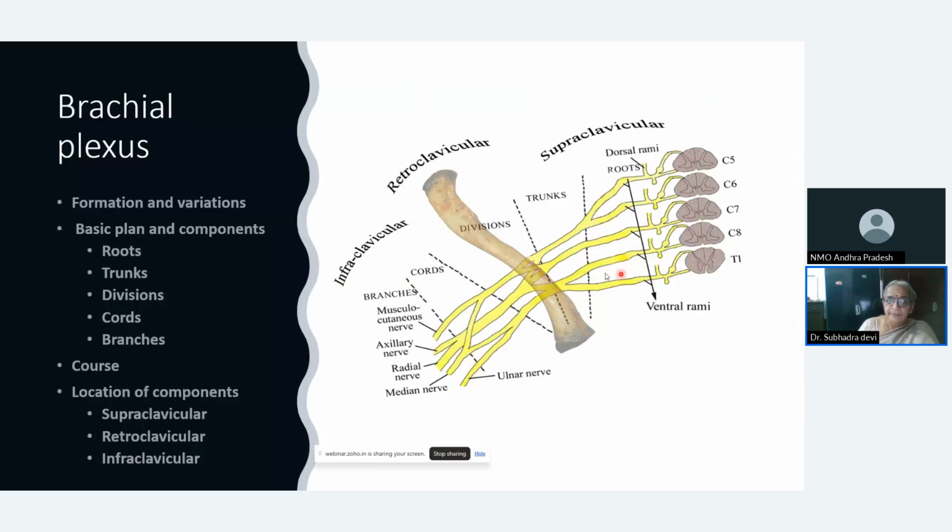Looking at its location, there is a part of the brachial plexus above the clavicle, part behind the clavicle and part below the clavicle. The basic components of the brachial plexus are the roots, trunks, divisions, cords, and branches. If you keep your 5 fingers, 2 fingers are above the clavicle, the middle finger is behind the clavicle, and the other 2 fingers are below the clavicle. That's how you can remember the brachial plexus.